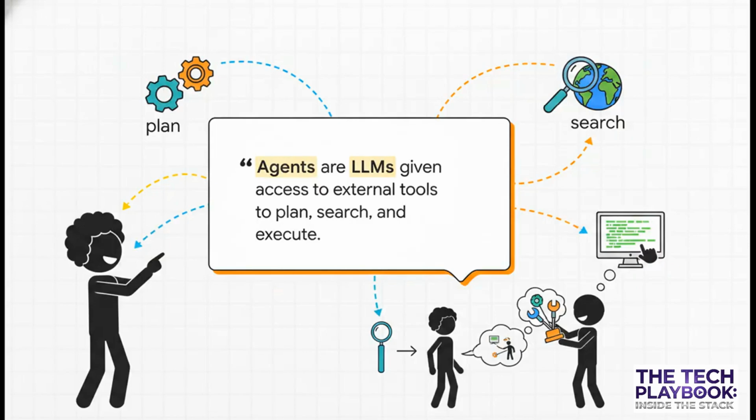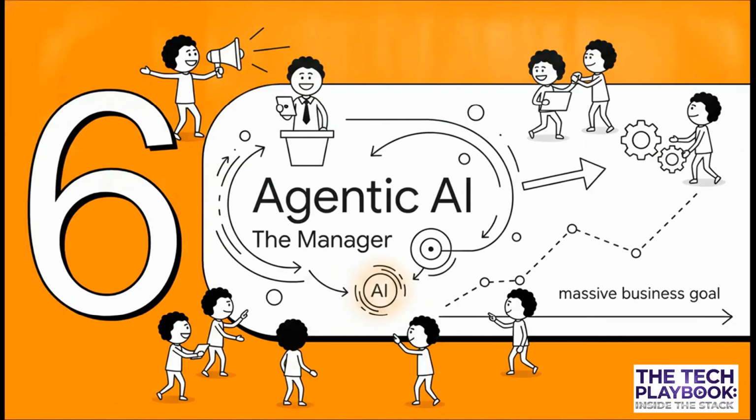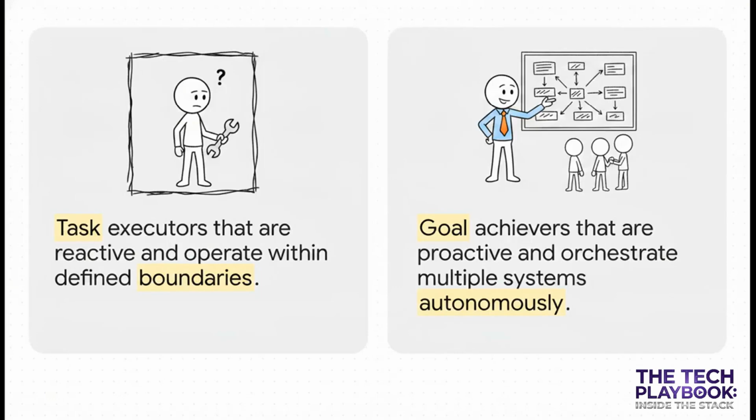However, it's important to keep in mind that a standard AI agent is still somewhat limited. Usually, an agent just executes the one specific, narrow task you assign to it, and then it waits for human instruction before doing anything else. Which brings us to our final layer, Layer 6, Agentic AI, the manager. So what happens when you need to coordinate multiple AI employees to achieve a massive, overarching business goal?